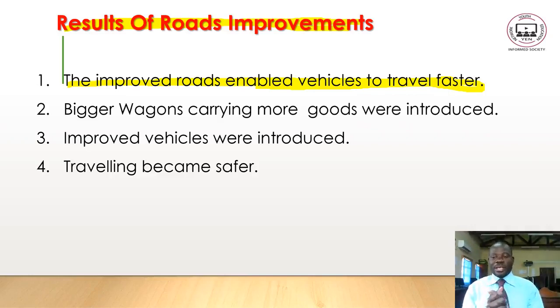That's why you find that someone can move from Kalonga to Blantyre just within one day. Starts in the morning, by evening he is in Blantyre. Like that. Why? Because you travel on the tarmac road. In the same way, if it is an earth road, a dusty road, you find that movement may be a problem. And also bigger wagons carrying more goods were introduced. So with good roads, with good machines on the road, bigger wagons were now carried.